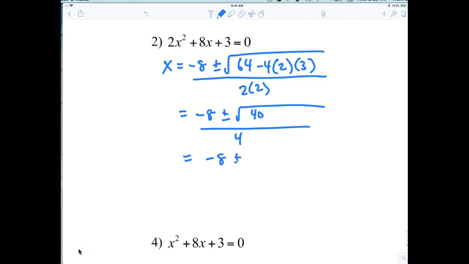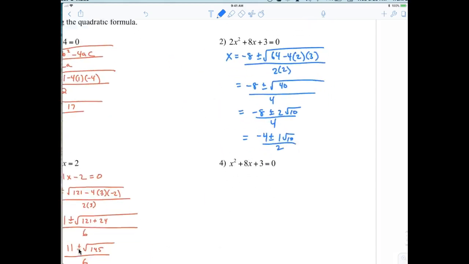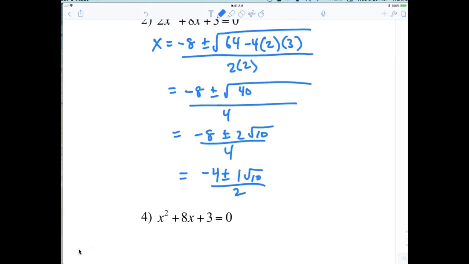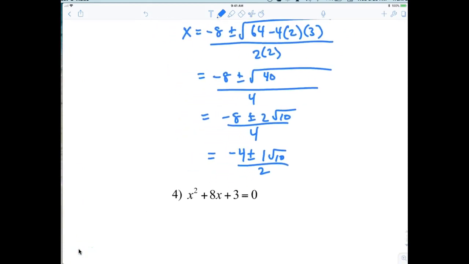So negative 8 plus or minus 2 radical 10 over 4. And then we can reduce by... It's negative 2 plus or minus 1. Now be careful. Plus or minus 1. So, I forgot. 4 plus or minus 1 over 2. But, yeah, everybody good with that? Everybody good?